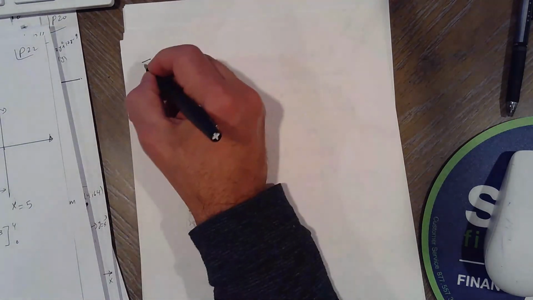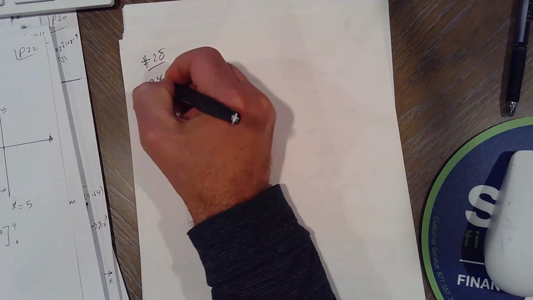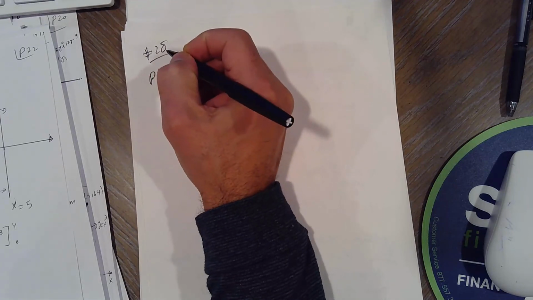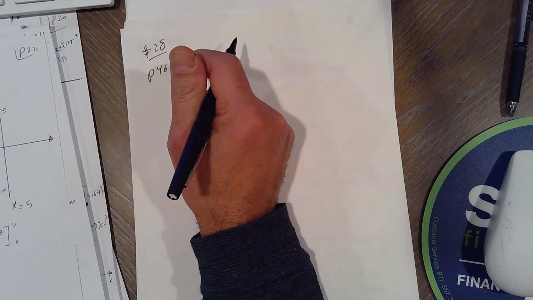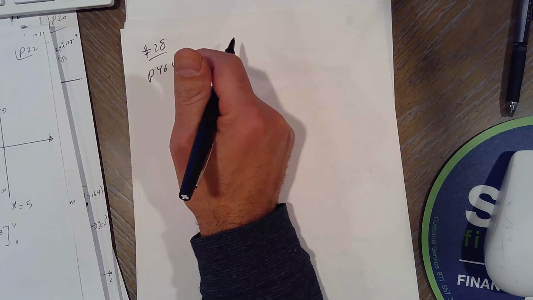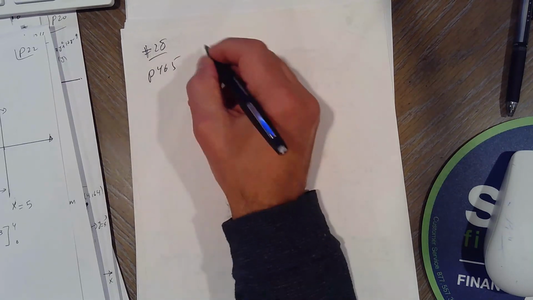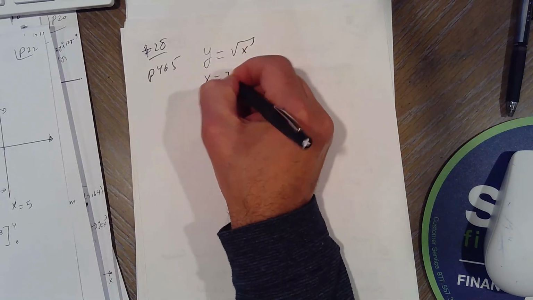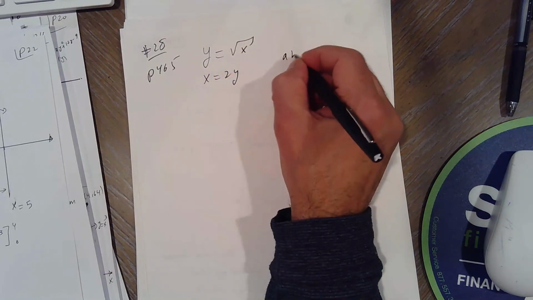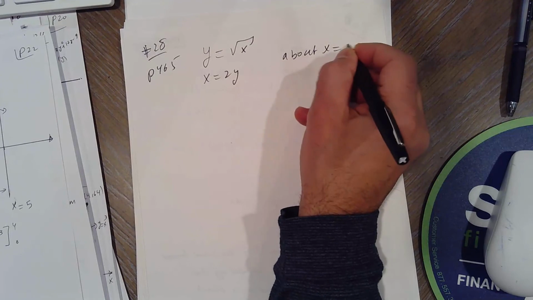28, page 465. It says use the method of cylindrical shells to find the volume generated by rotating the region bounded by the curves about the specified axis. So y equals root x, x equals 2y, and we're going to rotate about x equals 5.